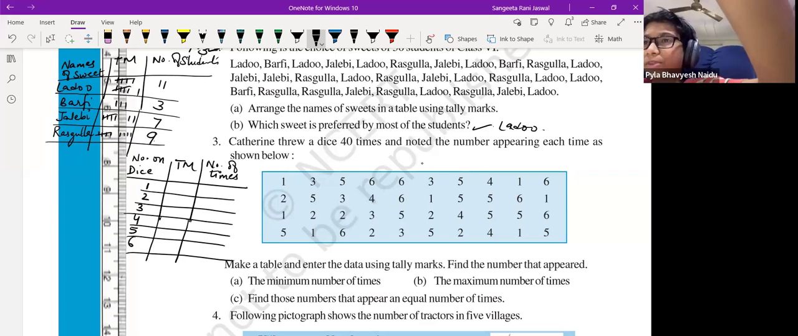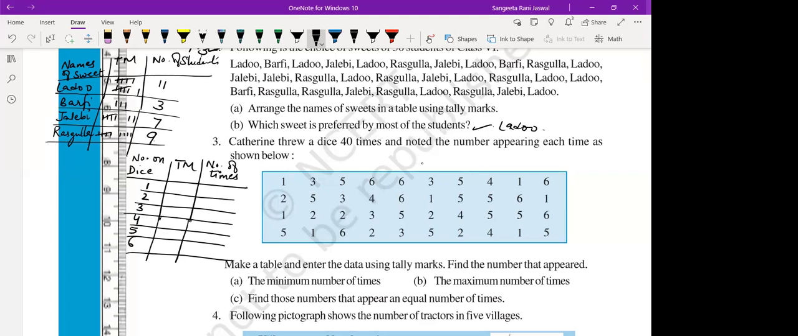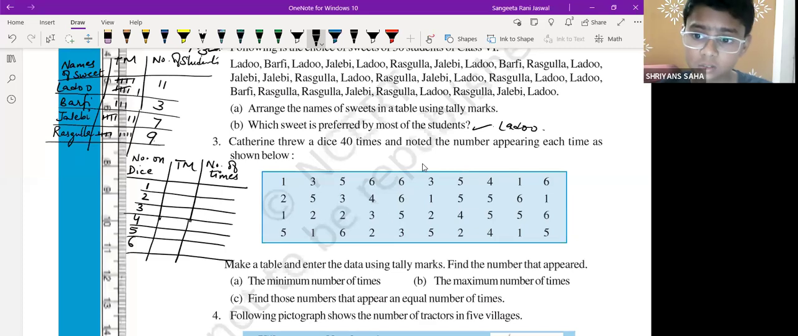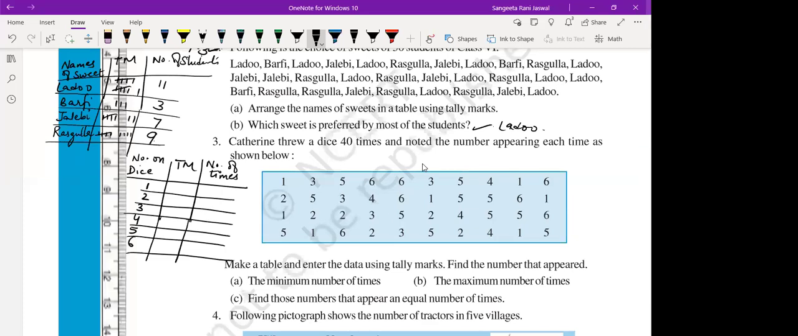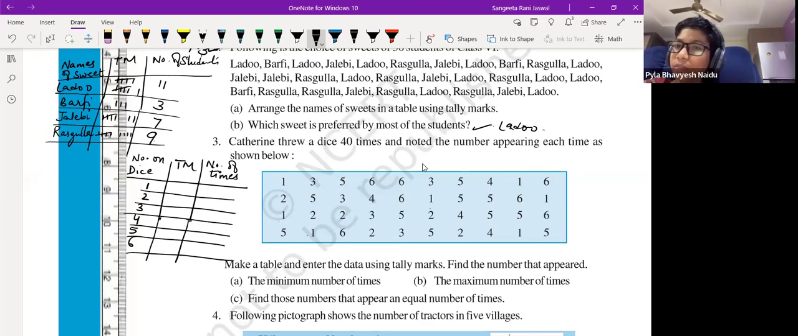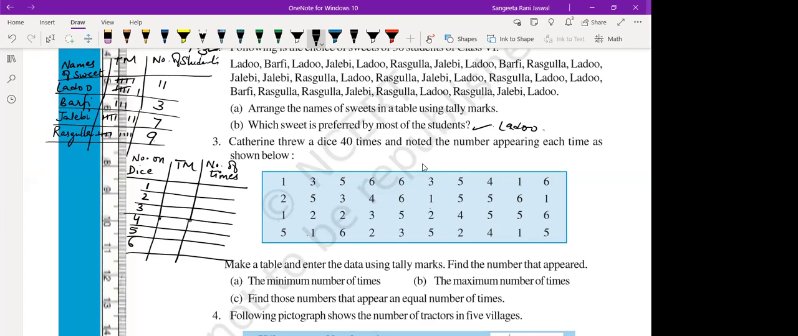I'm done with the table. Okay. So tell me how many times number one appeared. One, six. Six? All getting the same? One, two, three, seven. I also got seven, ma'am.